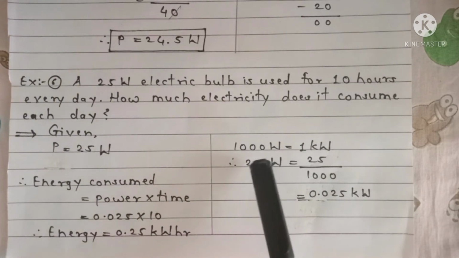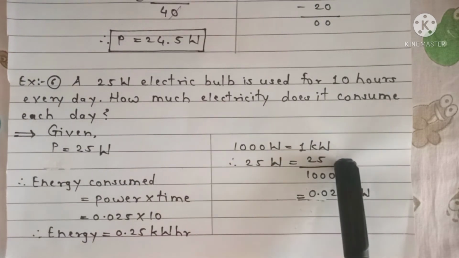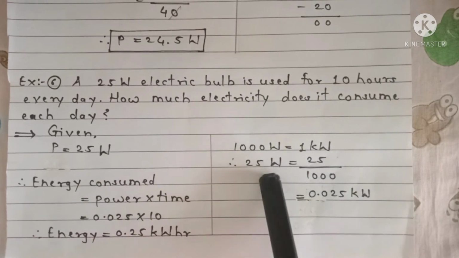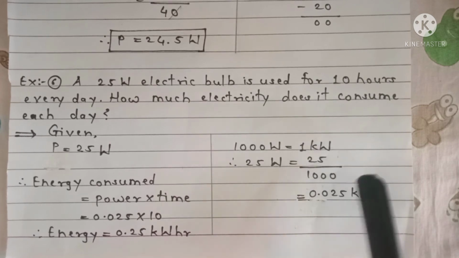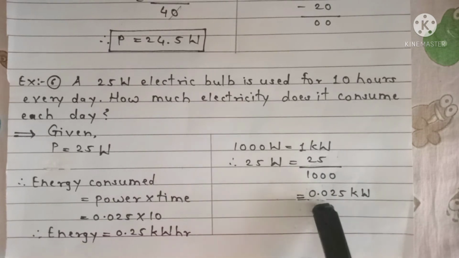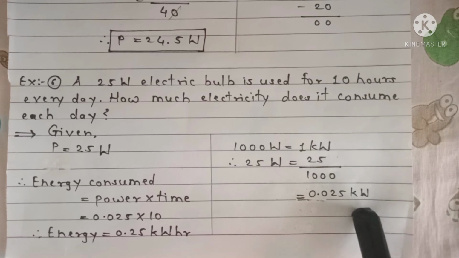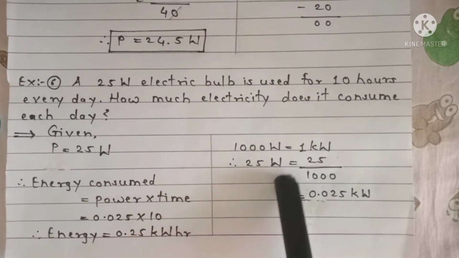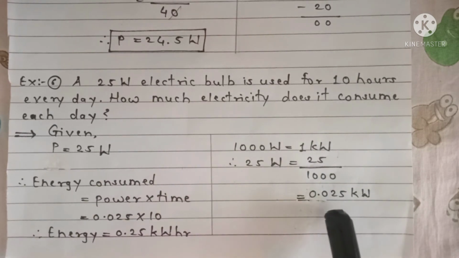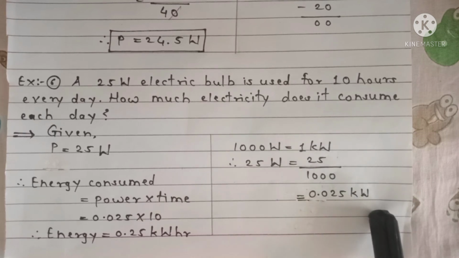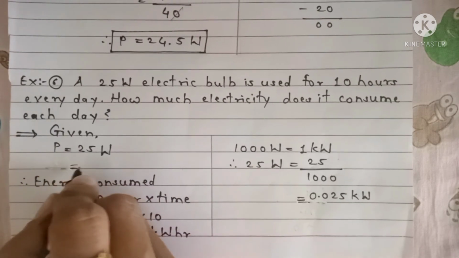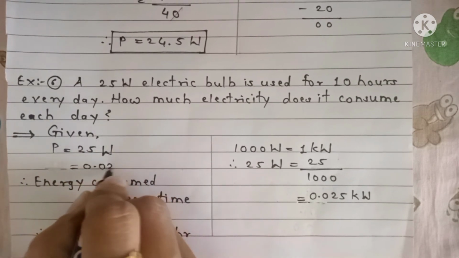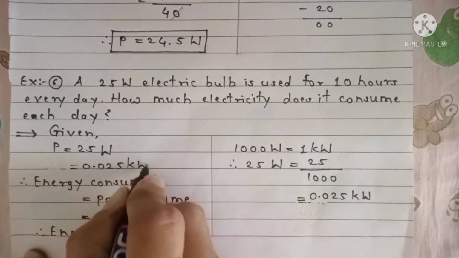So we know children 1000 watt is equal to 1 kilowatt. So obviously 25 watt is equal to 25 upon 1000 kilowatt, means 0.025 kilowatt. So 25 watt is equal to 0.025 kilowatt. Okay, so we can write this 0.025 kilowatt here also, that is watt we have converted here into kilowatt.